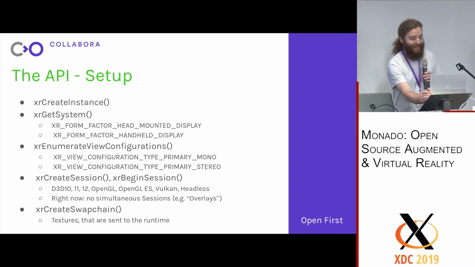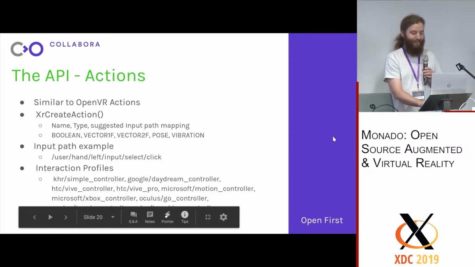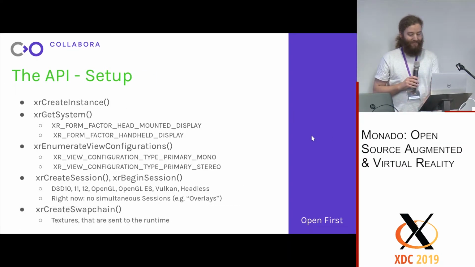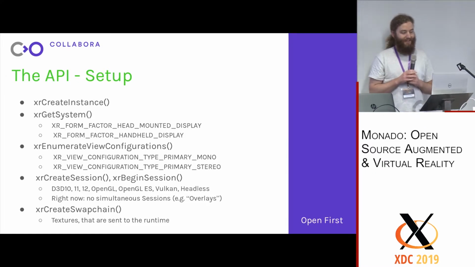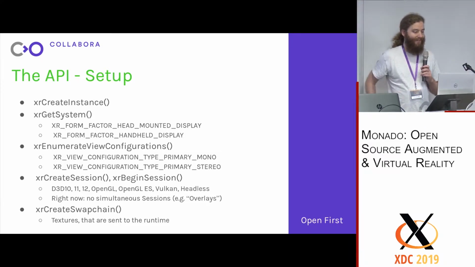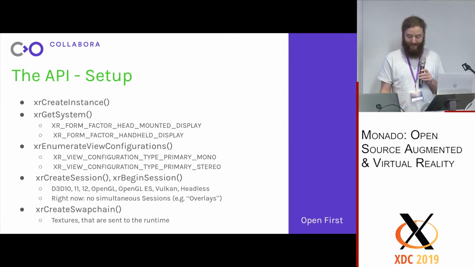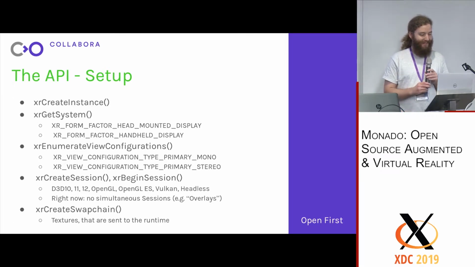So how do you actually use VR with OpenXR? The API is roughly related to Vulkan. As an application, you first create an XR instance that is somewhat similar to a Vulkan instance, in that it is basically a handle to a driver, which is basically our OpenXR runtime.